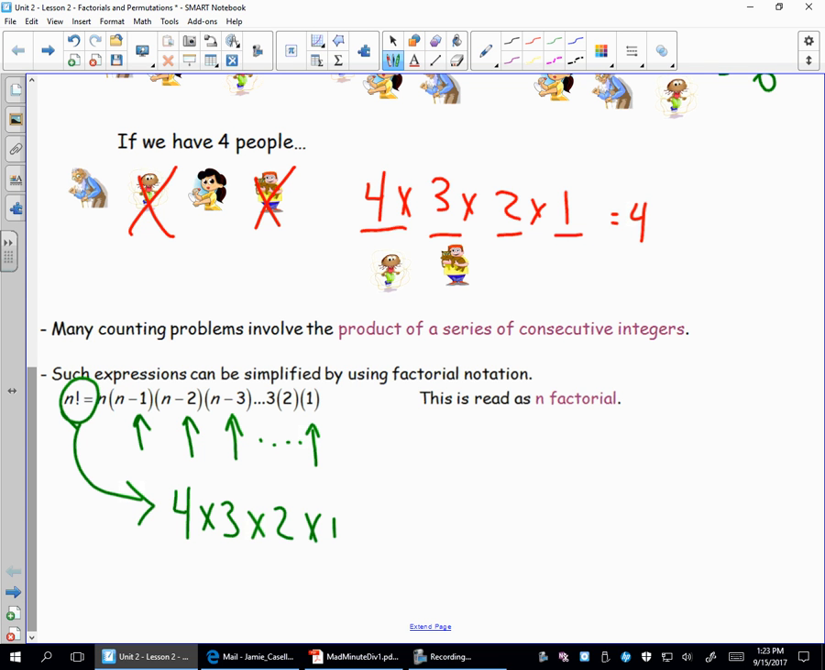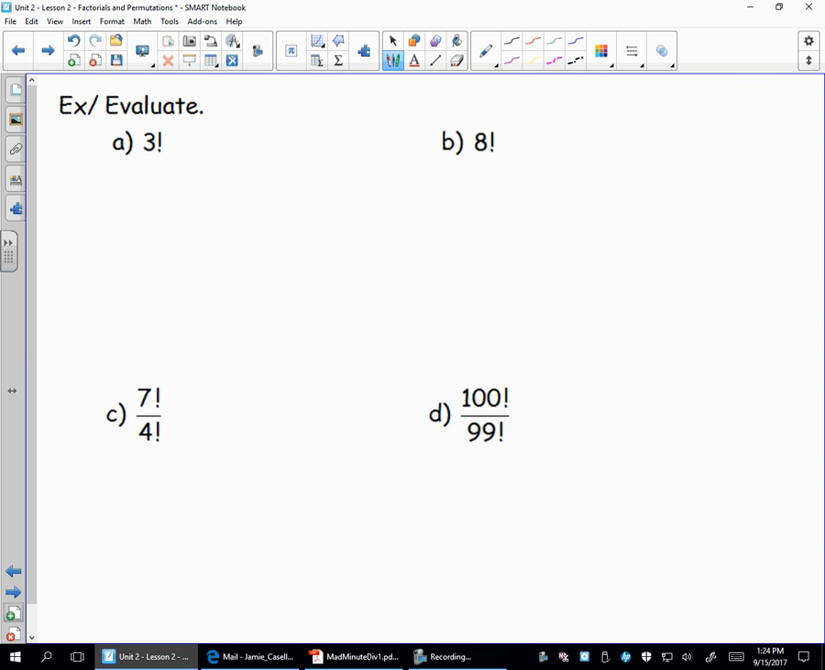Now the nice thing is this is a button on your calculator. On our calculator we'll often see x factorial, but it could be the n. Okay. You're going to have to find that button on your calculator. We're going to try and make use of it. So let's try some with our calculators to make sure we know what's going on here.